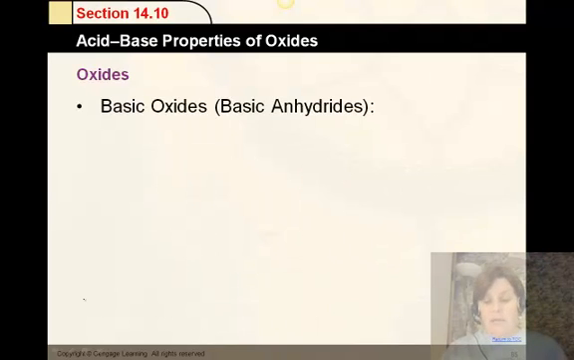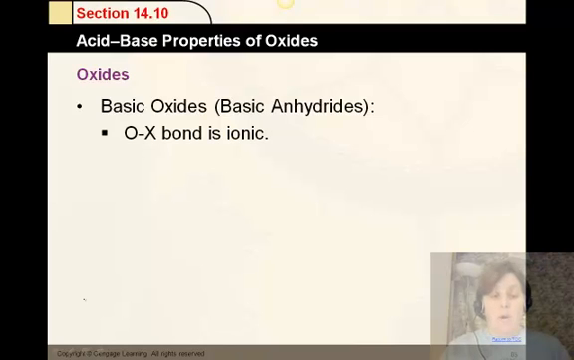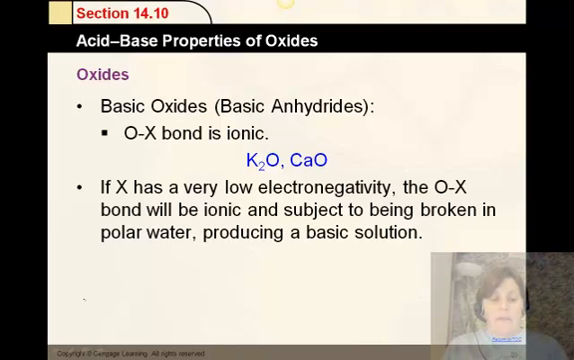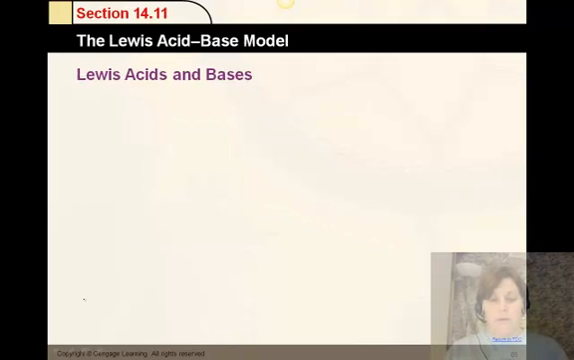Base anhydrides are when the O-X bond is ionic. For example, potassium oxide and calcium oxide. If the thing that is bonded to oxygen has a very low electronegativity, in other words, it's far to the left on the periodic table, the O-X bond will be ionic and subject to being broken in polar water, forming a basic solution. So these are just ways to identify substances as being acidic anhydrides or basic anhydrides when dissolved in water.